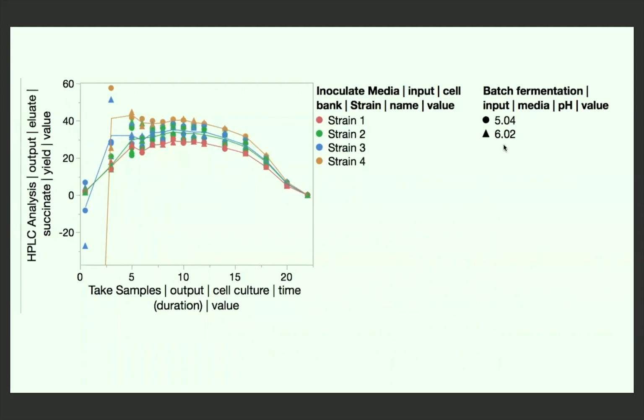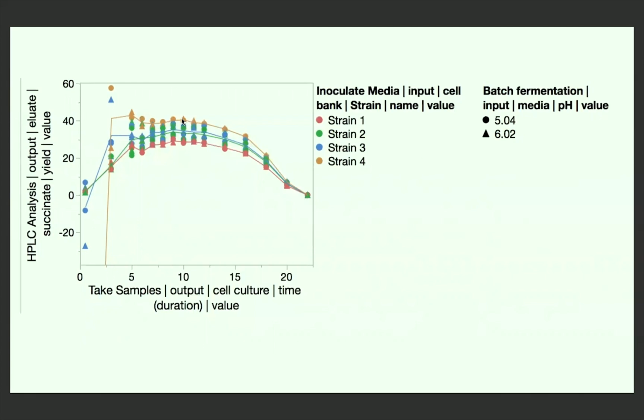And so what they see here is that the circles and the triangles are on top of each other, indicating no effect of pH. But there appears to be an effect of strain, right? And the orange, which you're right doesn't look so hot here, it looks orange on my screen, looks like the best strain, so that's strain 4.